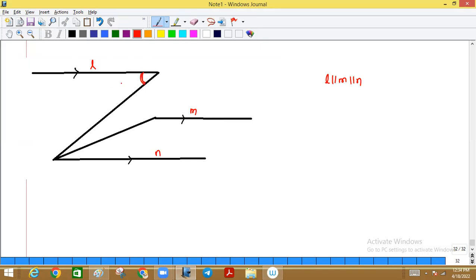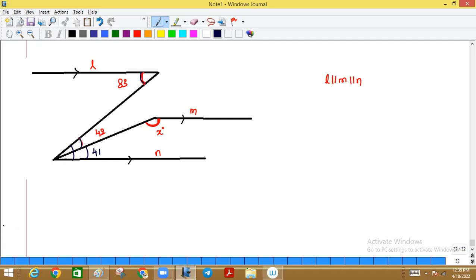If this angle is, let's say, 83, and this one is, let's say, 42, what about this angle? Angle X is equal to what? Anyone? If it is 83, this one is also 83 because they are alternate interior angles. Out of which it is 42, means the rest of it is 41.